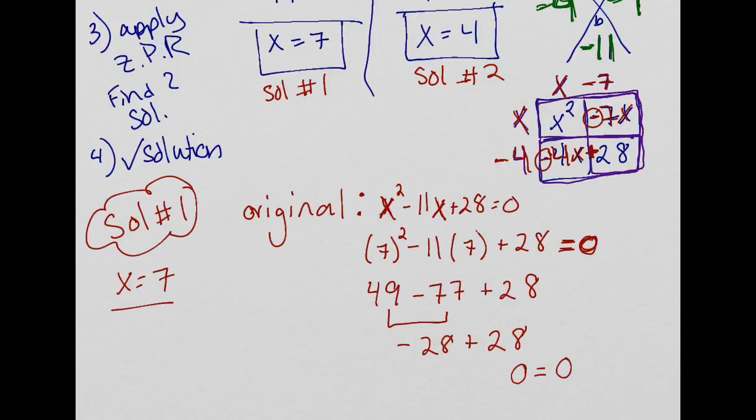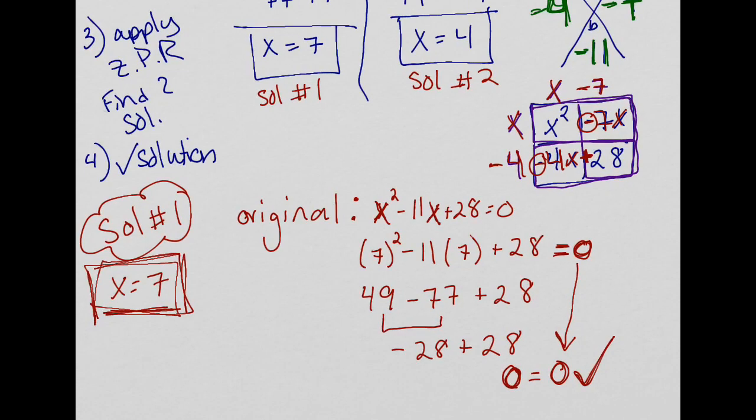So we get the left-hand side to simplify to be 0, and the right side was 0. 0 is equal to 0. Therefore, I know that first solution is correct. It works. So let's try solution number 2.